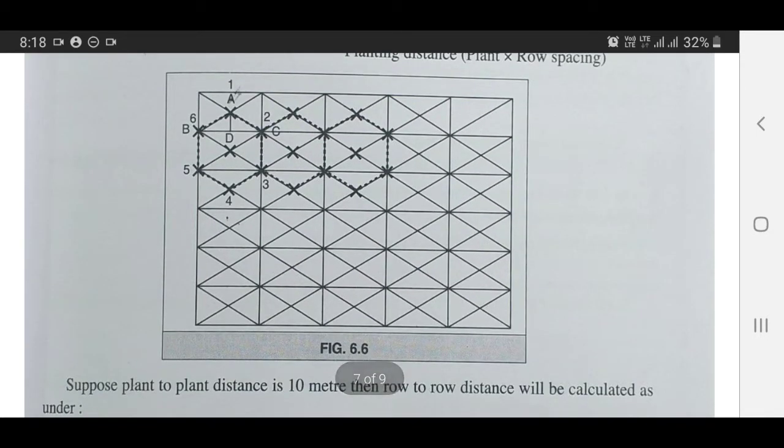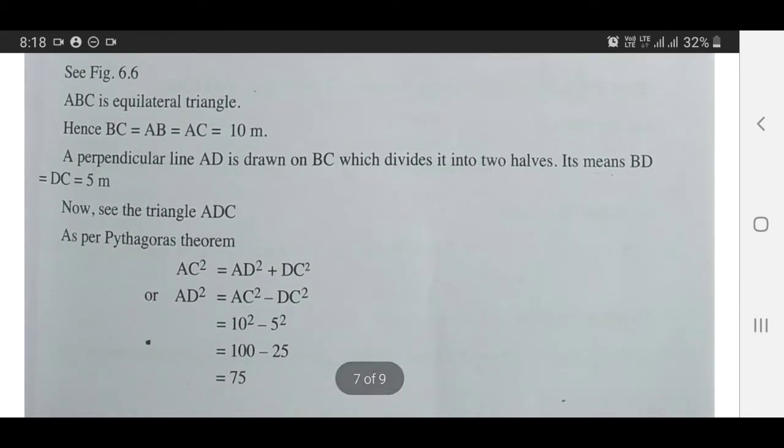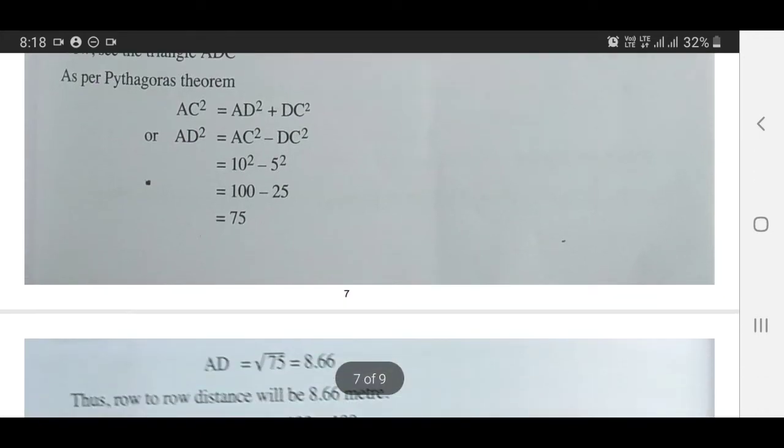You see here A into D. Now see the triangle ADC. As per Pythagoras theorem, AC square is equal to AD square plus DC square, or AD square is equal to AC square minus DC square. AC is 10, so 10 square, and DC is half, that is 5 square. 100 minus 25, it comes to 75. AD square is equal to 75.